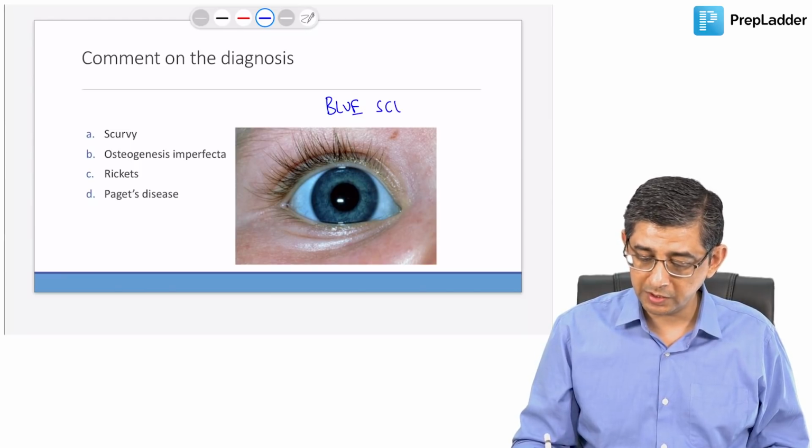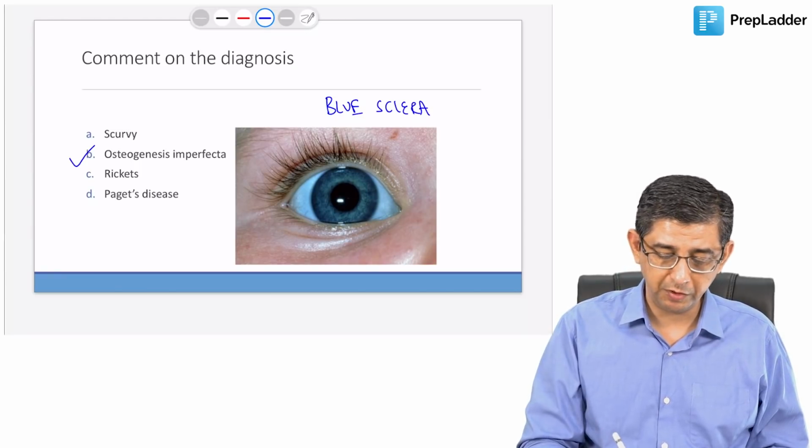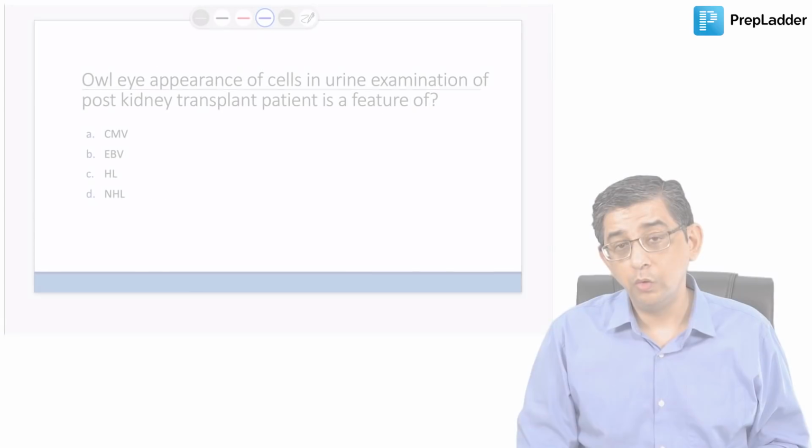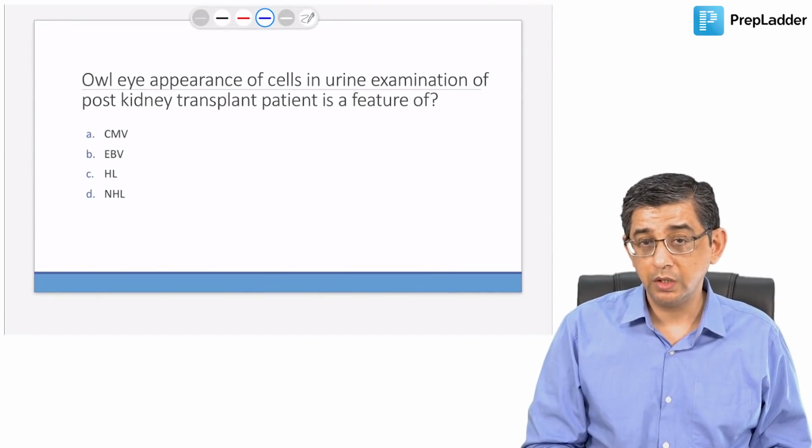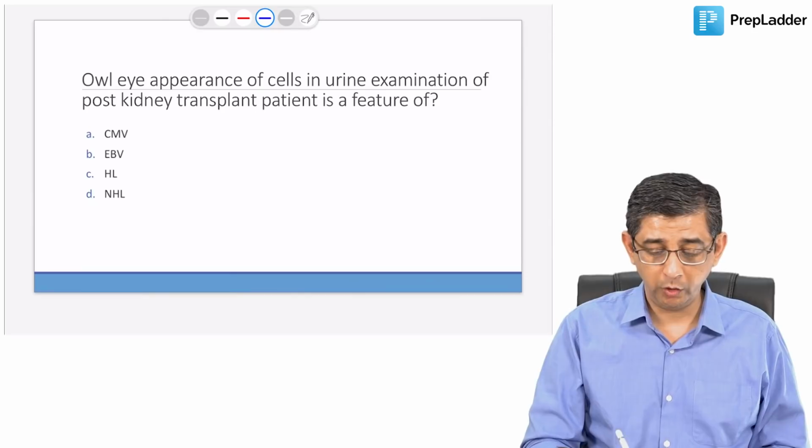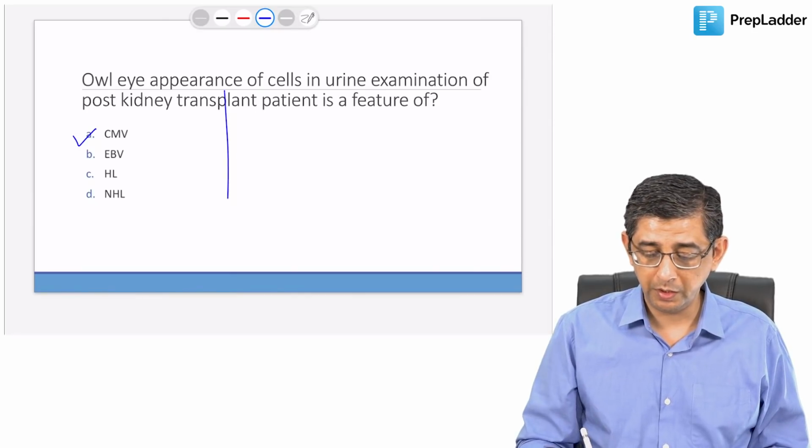Blue sclera is a presentation of osteogenesis imperfecta, a spot diagnosis again. Owl-eye appearance of cells in urine is a finding that is seen with cytomegalovirus. You are aware of owl-eye appearance two times, no?